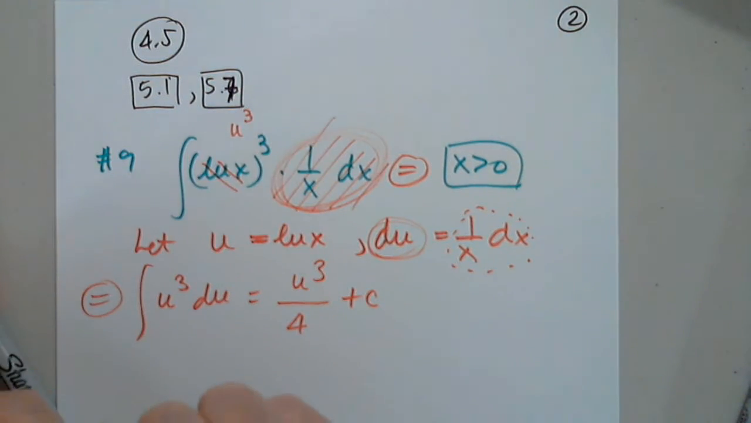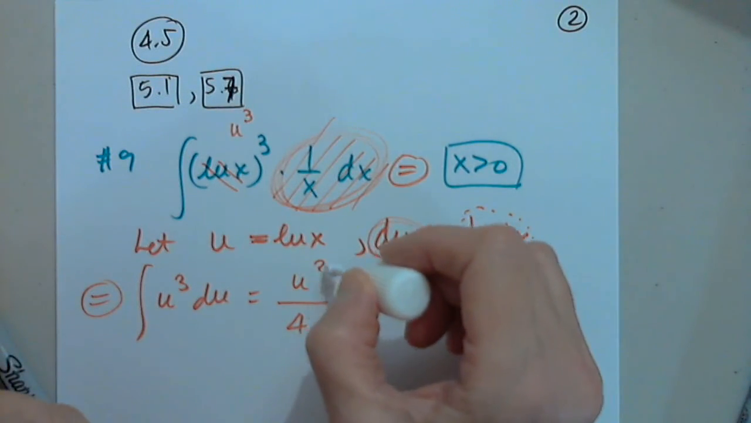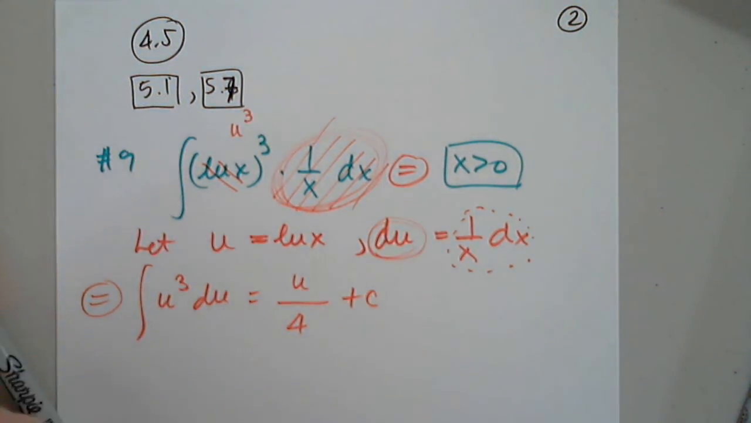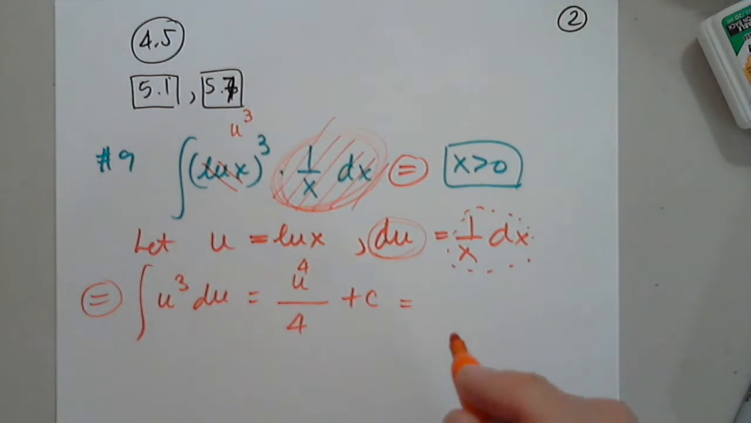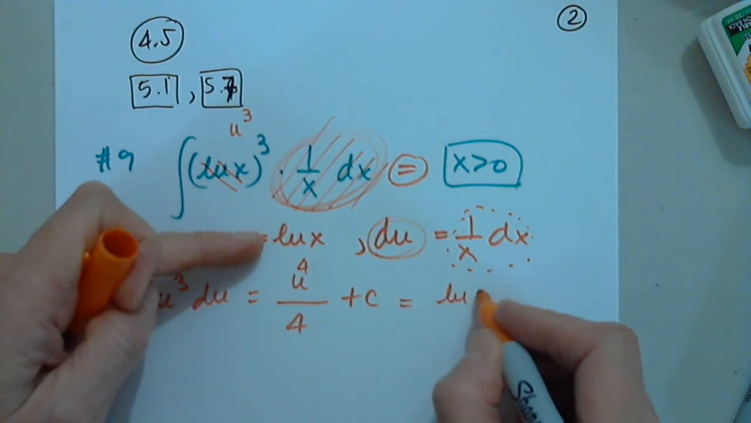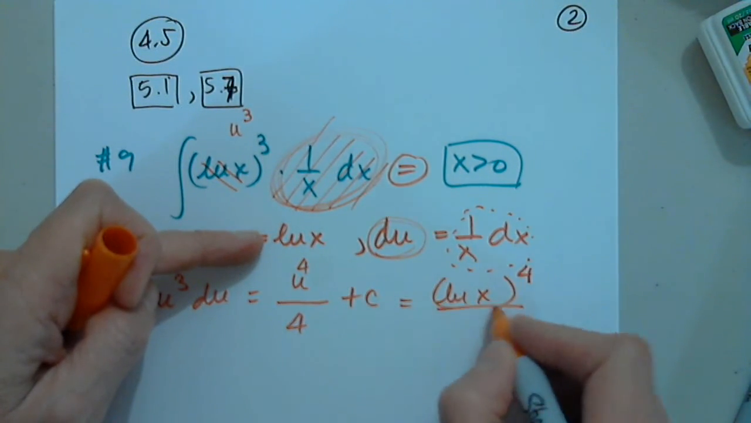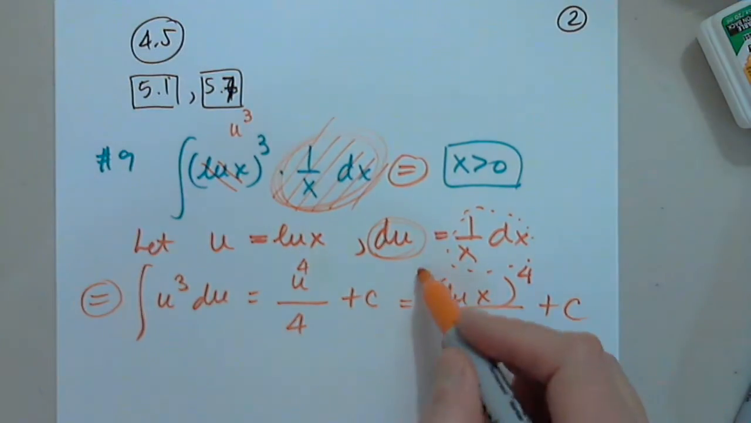It's u to the fourth over 4. And now, because this is an indefinite integral, I have to go back to the original variable. So that means that I have to write now natural log x raised to the fourth power over 4 plus a constant c.